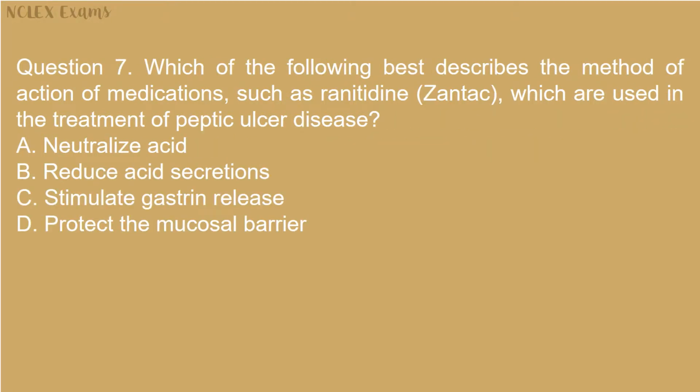Question 7. Which of the following best describes the method of action of medications, such as ranitidine and Tums, which are used in the treatment of peptic ulcer disease? A. Neutralize acid. B. Reduce acid secretions. C. Stimulate gastrin release. D. Protect the mucosal barrier.